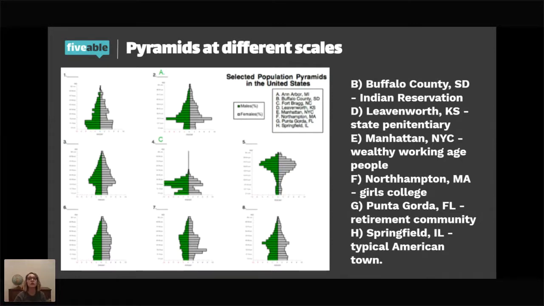Buffalo County, South Dakota, an Indian Reservation, typically those have lower standard of living, less access to resources, which would make sense that we would have less people at the top, less access to healthcare, and more people at the bottom with higher birth rates.